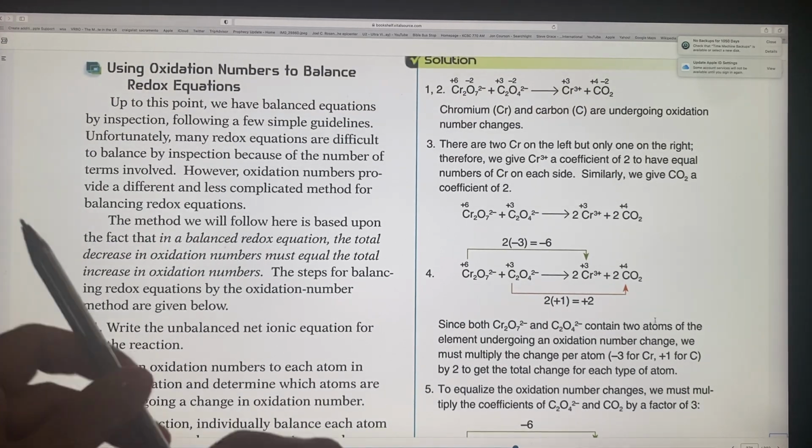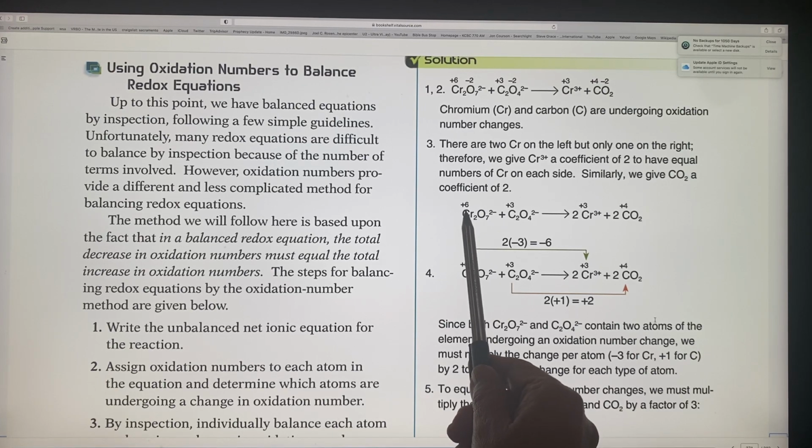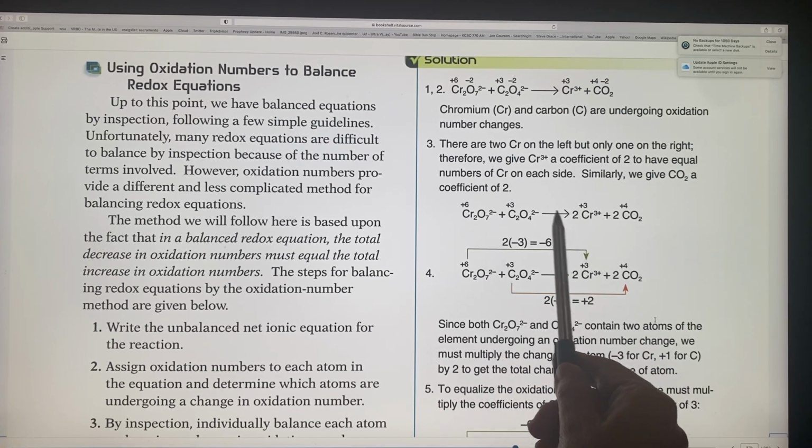So how do they do this? Basically, they put a coefficient of 2 in front of the chromium because they need 6, right? We have 6 here. We're trying to balance these numbers out. So we have 6 here, we only have 3 here, so we're going to put 2 so we can make this 6 and this 6. So these two will be equal.